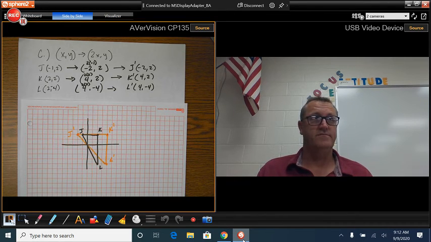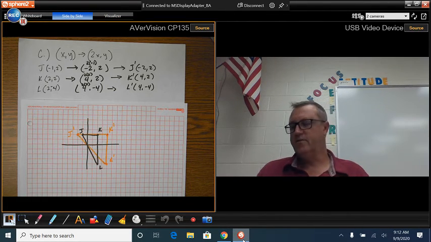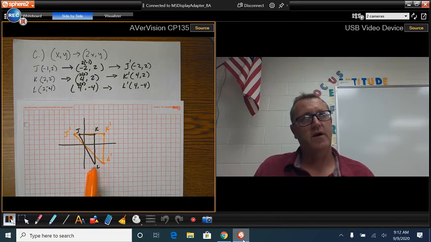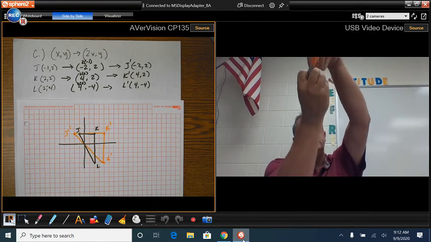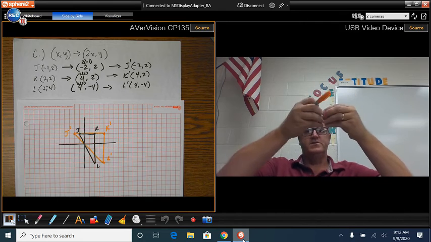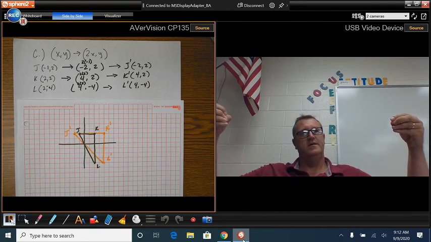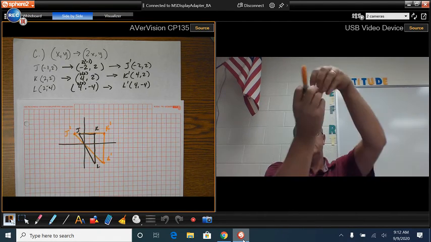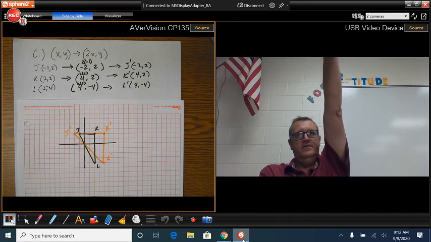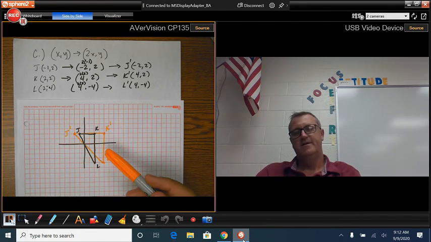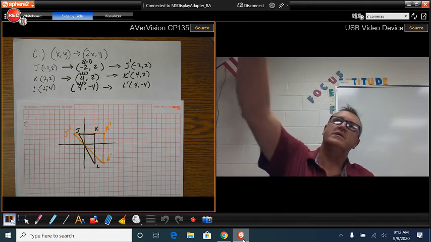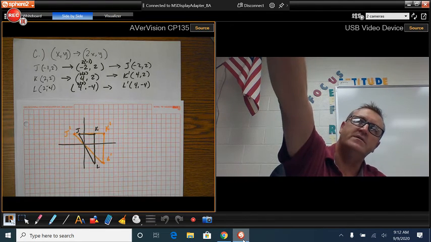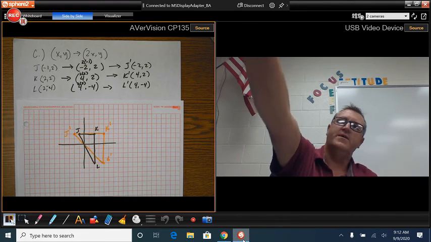All right, let's answer that. Look at the original graph and then look at the one in orange. Do you think it stretched this way or do you think it stretched this way? So you think it went that way? Up and down? That's okay. It happens. All right, let's make sure we have it right. You guys know what horizontal is? Yes. And we got vertical.